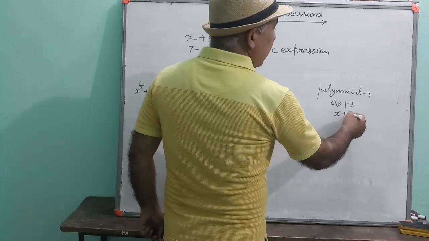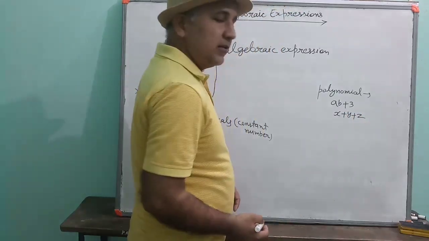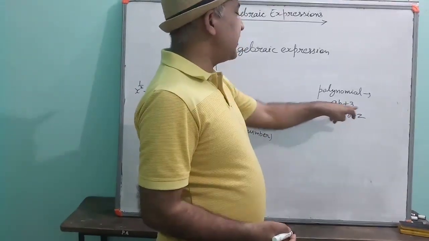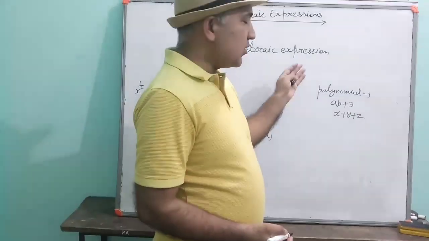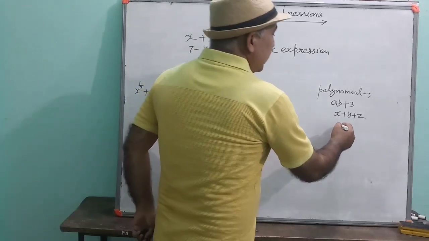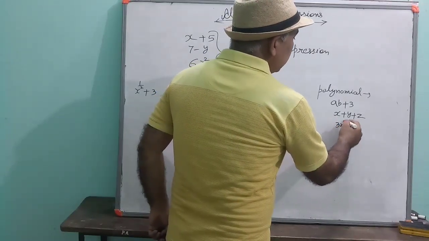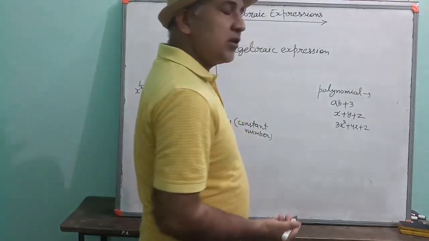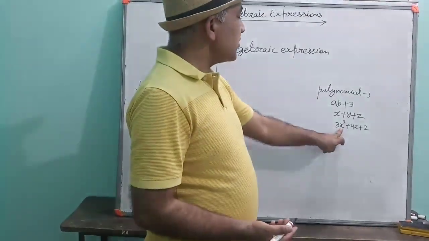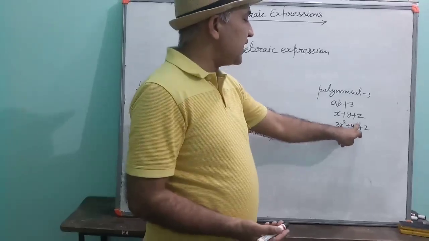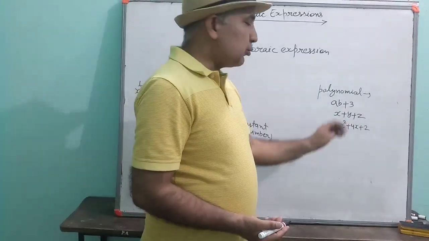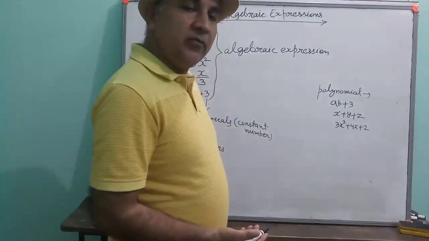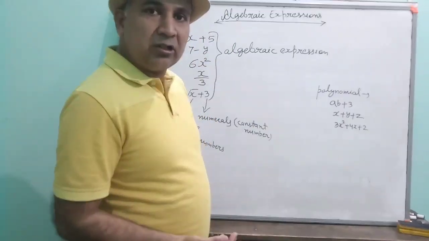If you write x plus y plus z. x power 1, y power 1, z power 1. All the variable powers are whole numbers, so this is also a polynomial. If you write 3x square plus 4x plus 2, this is also a polynomial. Why? Because x power 2, 2 is a whole number, x power 1, 1 is a whole number. To check the polynomial, we will see the power of the variable, the power of the literal numbers.